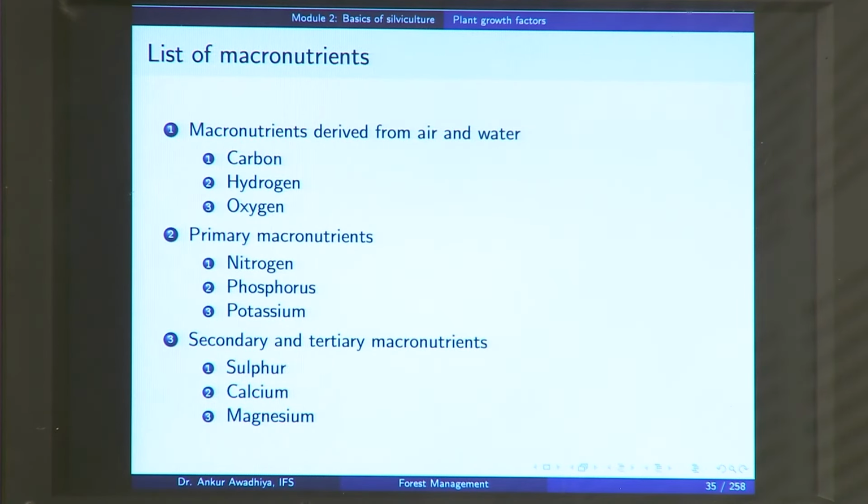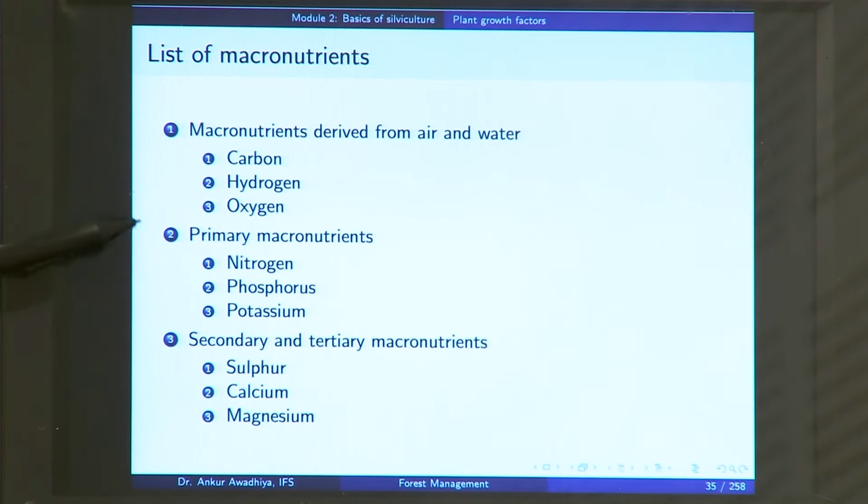Now, we looked at macronutrients, and a macronutrient is defined as a nutrient that is required in large quantities. We can divide the macronutrients list into three categories. The first is the macronutrients that are derived from air and water. You get carbon, hydrogen and oxygen from air and water. Carbon in the form of carbon dioxide, hydrogen in the form of water, and oxygen from both carbon dioxide as well as water. So, these are the macronutrients that you are getting from air and water.